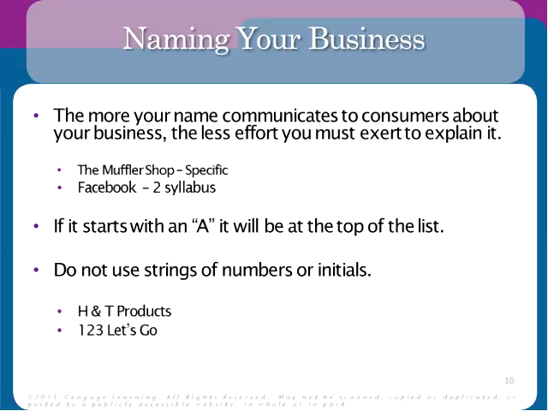Do not use strings of numbers or initials. This is considered to be a huge faux pas in the business naming firm area. So H&T products doesn't really tell you anything about what type of products. It's initials. We don't know whose initials they are. 1, 2, 3, let's go. A string of numbers. Where are we going? What's it for? What's up with this name? 1, 2, 3, let's go. So you want to avoid those 2 things. Strings of numbers and strings of initials.